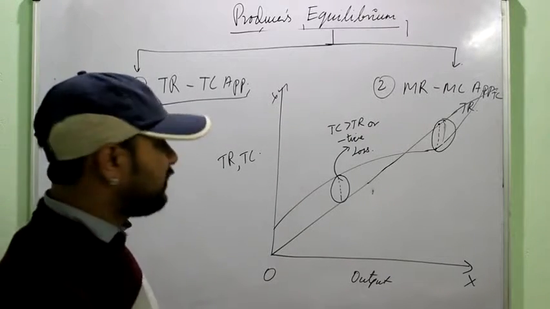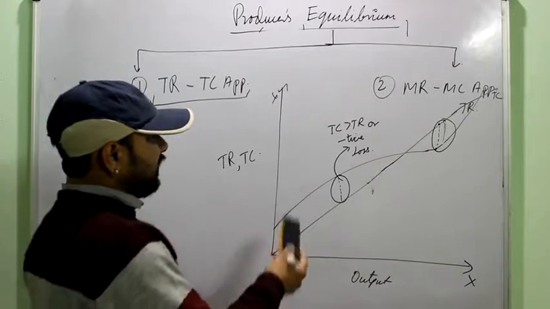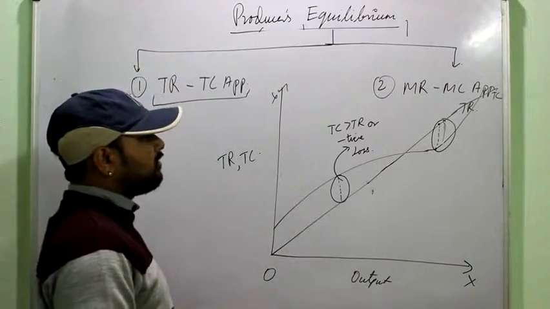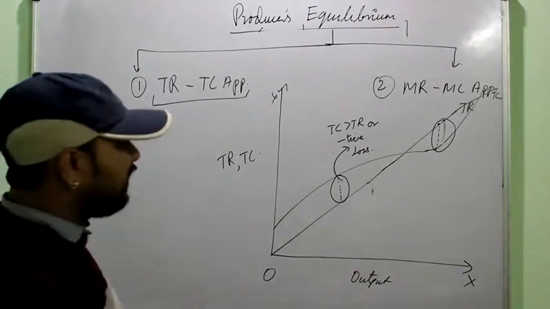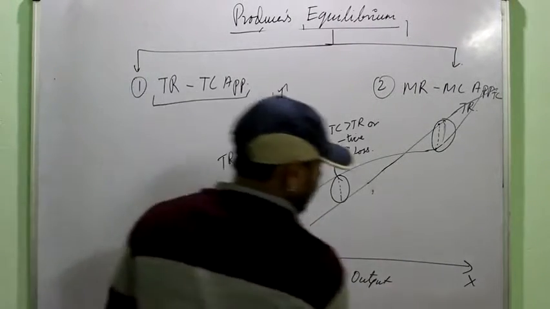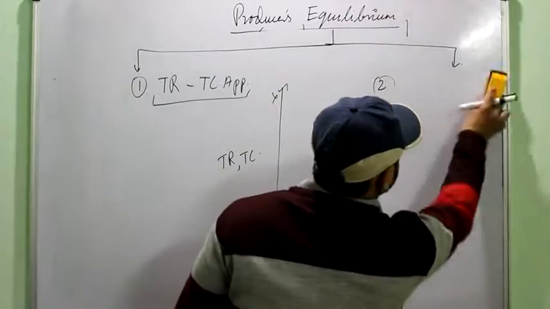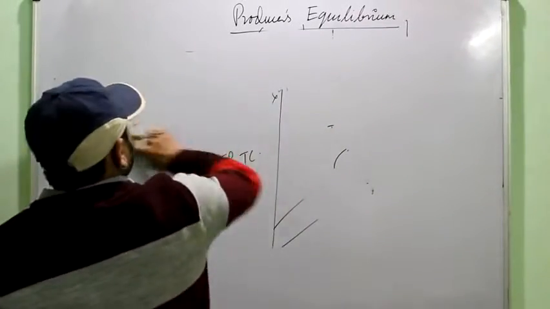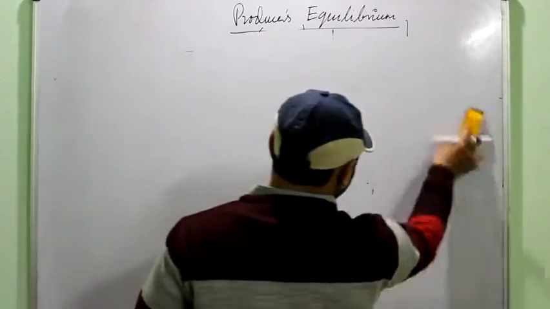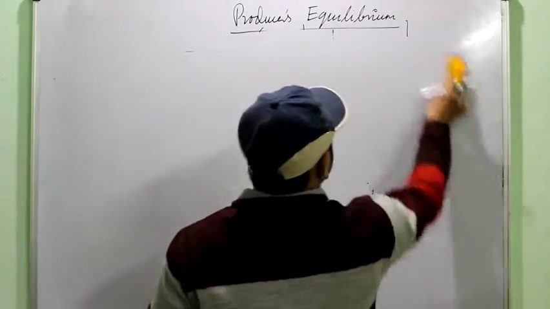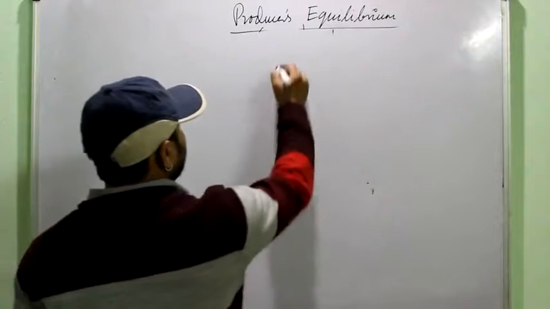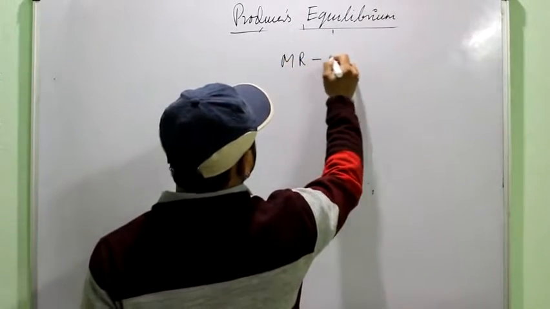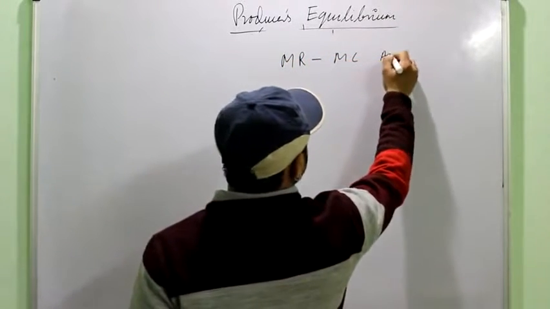A simple approach. So whenever you are asked to do a particular question through this approach, you simply have to calculate the profit and see where it is maximum. That will be the producer's equilibrium. Then in more detail we have to study the marginal revenue and marginal cost approach, that is the MRMC approach, which is more important and more likely to be in your exams.